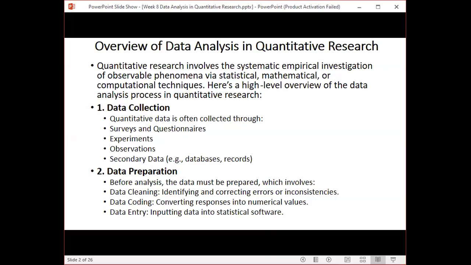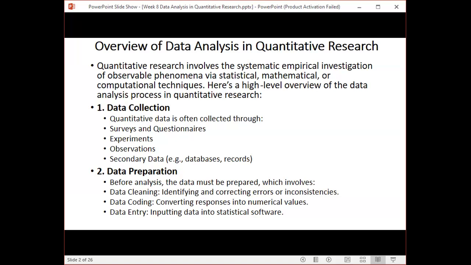So when we talk about quantitative research, it involves a systematic empirical investigation of some observable phenomenon through statistical, mathematical, or computational techniques. So you have data, and you're going to use statistical, mathematical, or computational ways to analyze it, right? You are investigating something through empirical evidence, okay?